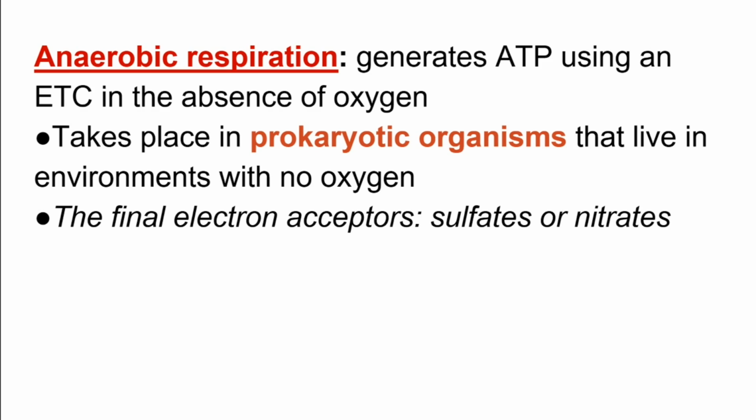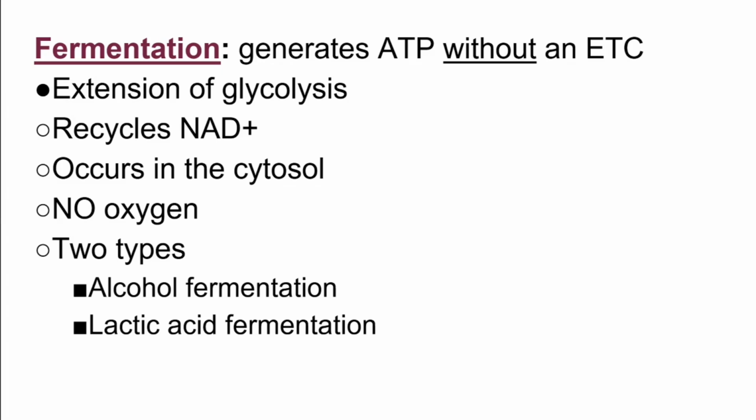Fermentation is a second type of respiration without oxygen, and this is going to generate ATP without an electron transport chain. It's an extension of glycolysis. And if you also remember from glycolysis from last time, one of the products of it was NADH, and we were able to move that NADH all the way to the end to the electron transport chain. In fermentation, we don't do that. We do make NADH, but we need to actually recycle it. So then we recycle that NADH back into NAD+. This step does occur in the cytosol. It does not take place in the mitochondria. No oxygen present.